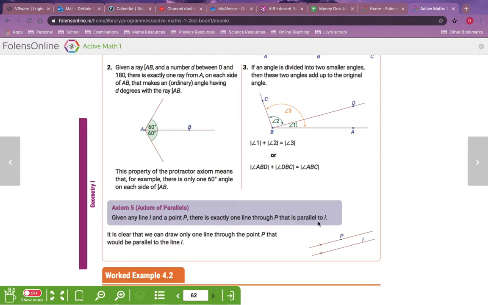One line through P. Okay, so if I gave you this line L and I gave you this point P, there is only one line that you could draw that would be parallel, because if you drew it at any other angle, it would go off and it wouldn't be parallel and the lines would cross.